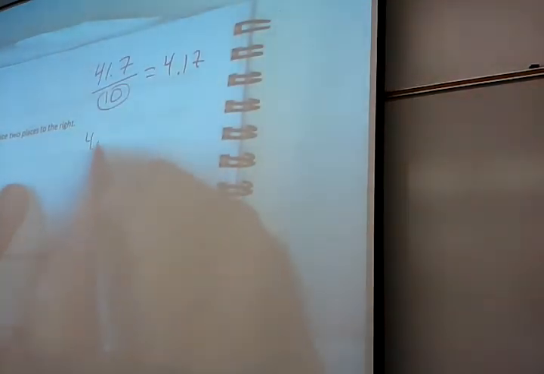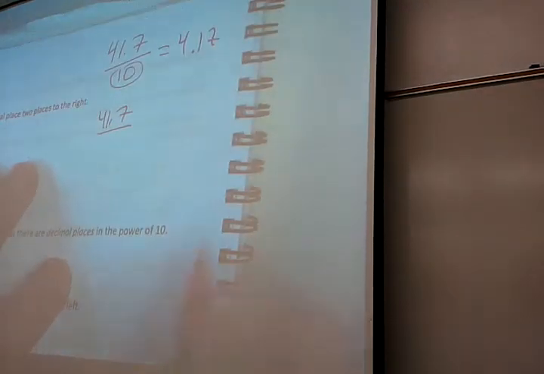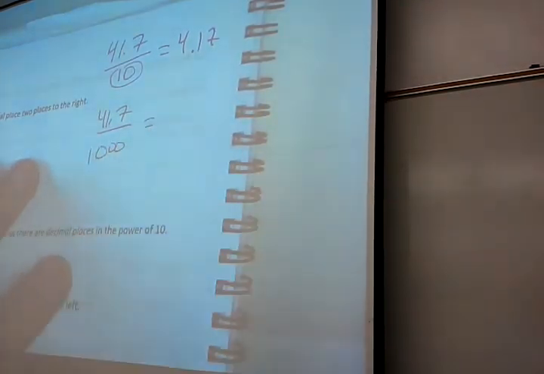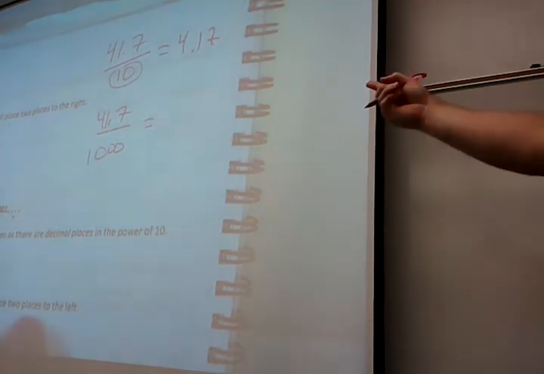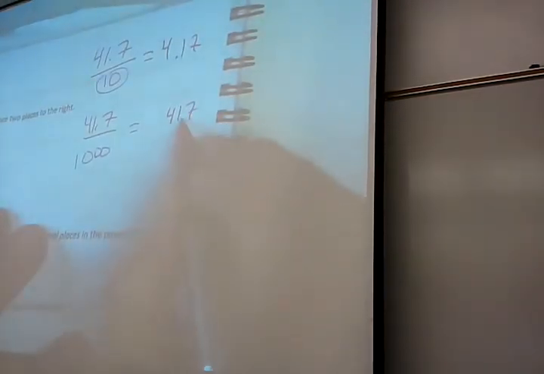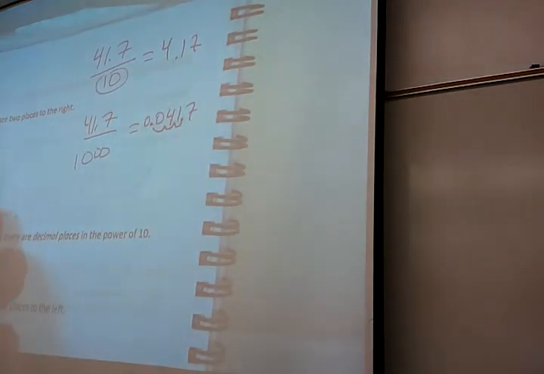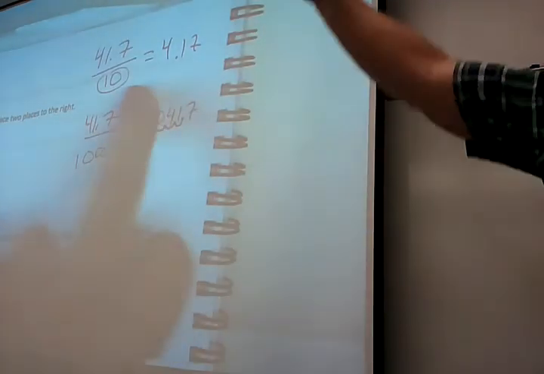So if I did 41.7 divided by 1,000, how many times do I have to move the decimal back? Three. I see 3 zeros. That means it's got 3 tens in there. So I have 417. It starts here. 1, 2, 3. So 0.0417. Booyah.